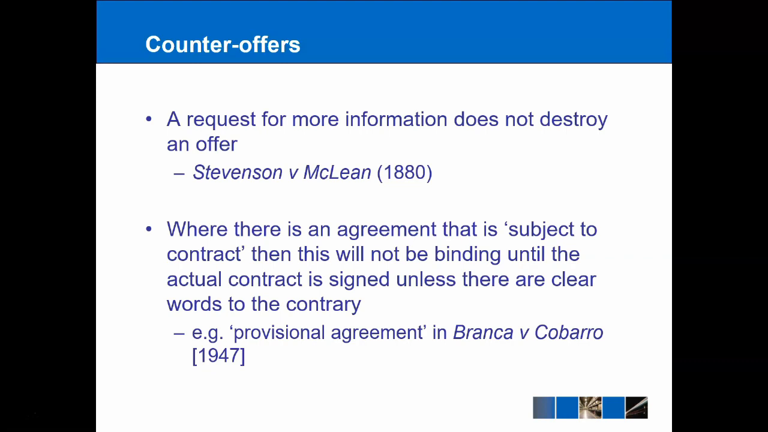One of the interesting, more modern examples that comes up is when there is an agreement subject to contract. So there might be an agreement between two companies, but it has to be formalised by lawyers in a sort of official contract. And the idea here is that when there is that agreement between the parties and it is subject to contract, then it's not going to be binding until there is an actual contract between the parties. However, depending on the wording of the agreement, it might be that there is a temporary agreement in place. And so we saw the wording "provisional agreement" used in Branca and Cabarro from 1947.